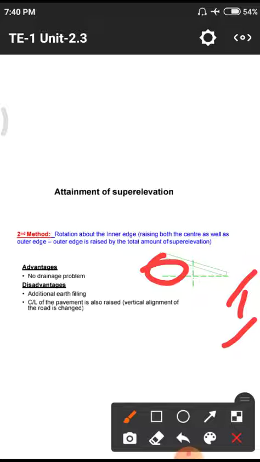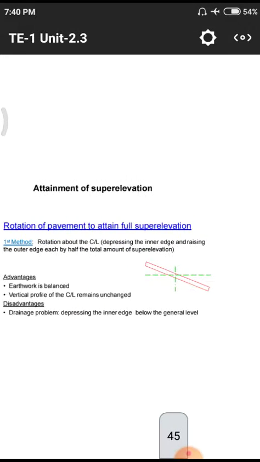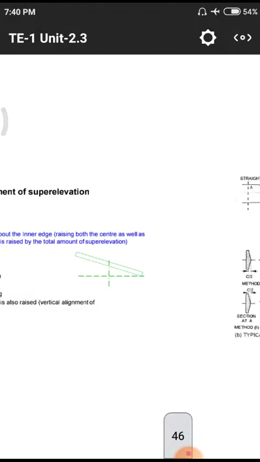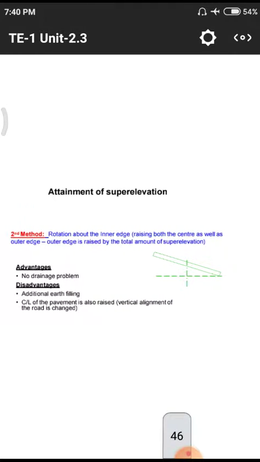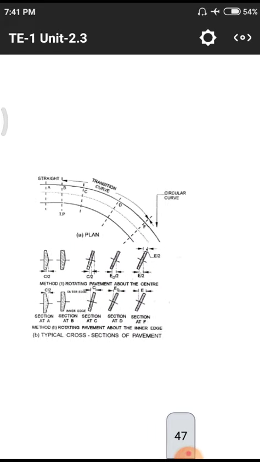Central line of the pavement is also raised. That means, in the previous case, the central line was kept at the center of the pavement, but here we are not considering the central line with respect to the center; we are only focusing on the inner edge, so the central line of the pavement is also rising with respect to the vertical alignment of the road. These two are the main disadvantages in the second method.